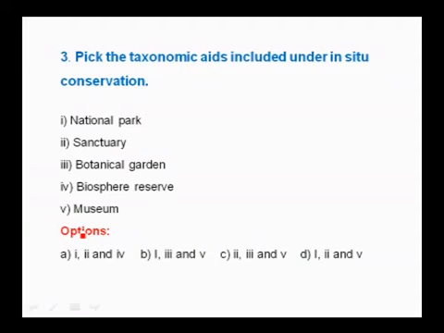It is completely a protected area. And all these organisms are found in its dwelling place itself. That's why national park, then biosphere reserve, sanctuary, all these things are the right answers. But options like museum and botanical garden.